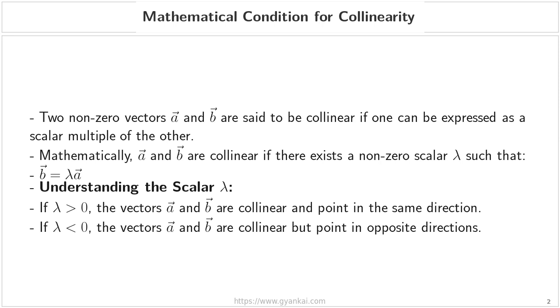Now that we have established the basic idea that collinear vectors lie along the same or parallel lines, let's look at the precise mathematical condition we use to prove this. As we will see in the next slide, this scalar relationship is the key to checking for collinearity using the individual components of the vectors.